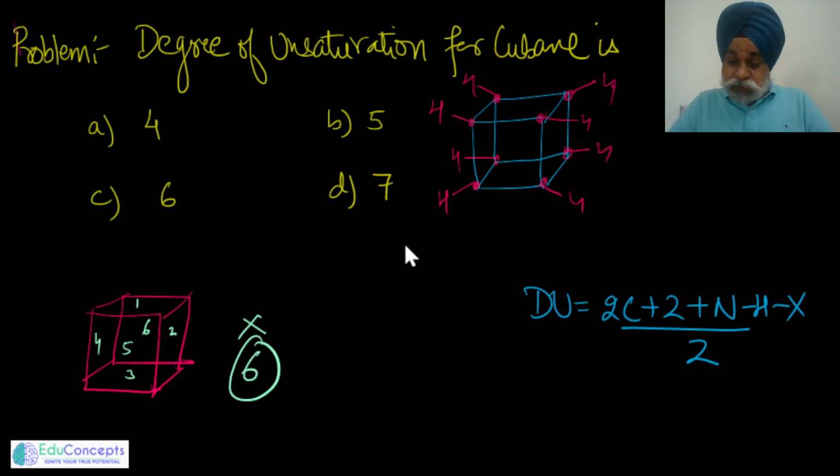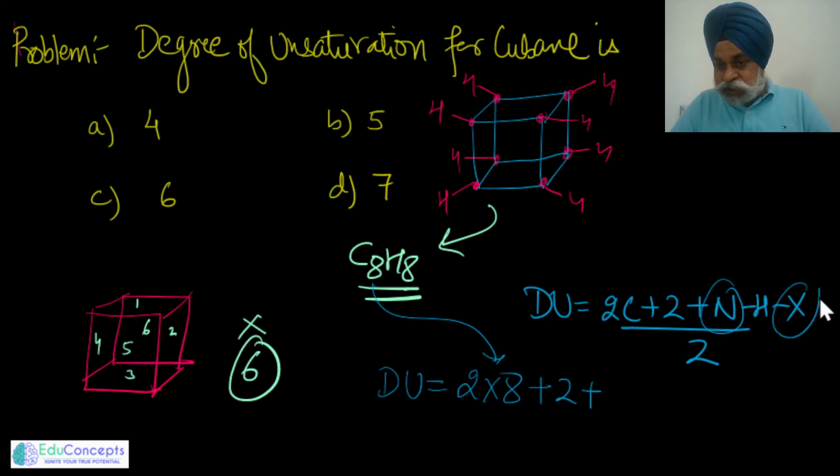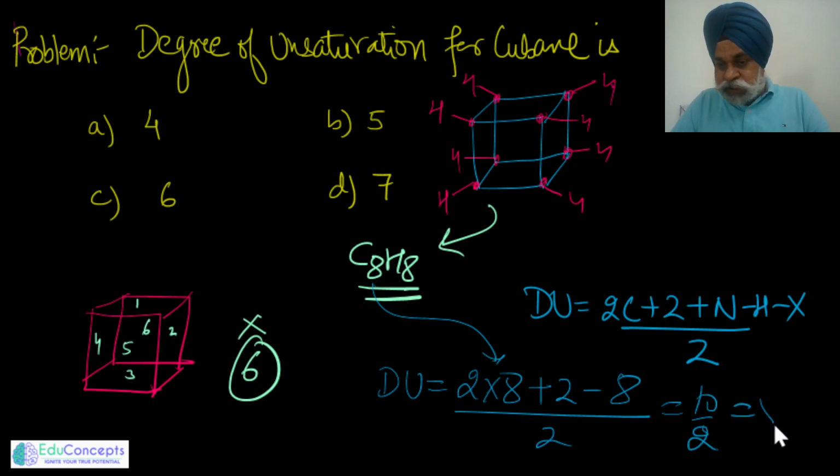So just see the way I am going to pick this question. It is C8H8, because you have counted the carbon atoms and hydrogen atoms. Then you put it into the degree of unsaturation formula: 2 into 8, where 8 is the number of carbon atoms, plus 2. Nitrogen is not there, halogen is not there, so I have to subtract 8. So it is 16 plus 2, 18, minus 8, so this comes out to be 10 by 2, so the answer is 5.